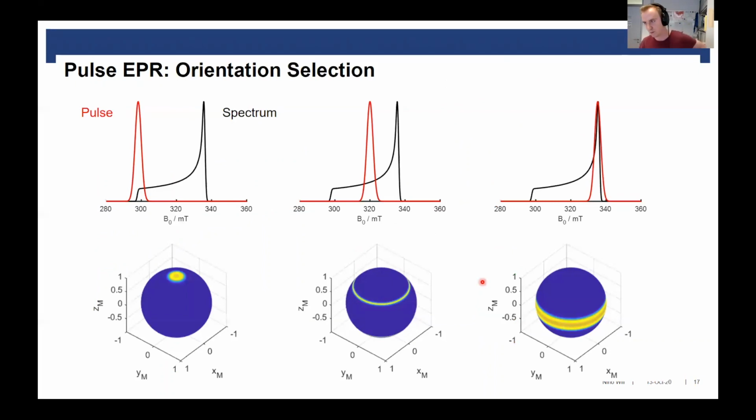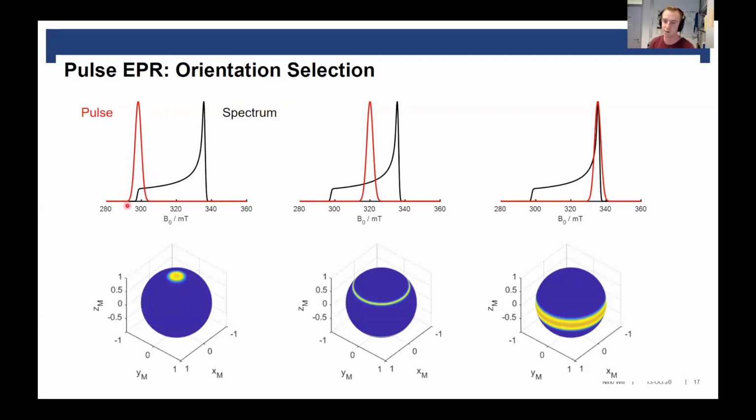One thing that you're probably not familiar with in NMR is orientation selection in pulsed experiments. So this would be an anisotropic spectrum. And here I take axial symmetry just for the sake of illustration. Now, we have a fixed frequency of our resonator. And now we can choose the magnetic field where we do our experiment or our pulse sequence. And we have to decide, because we cannot excite the whole spectrum.